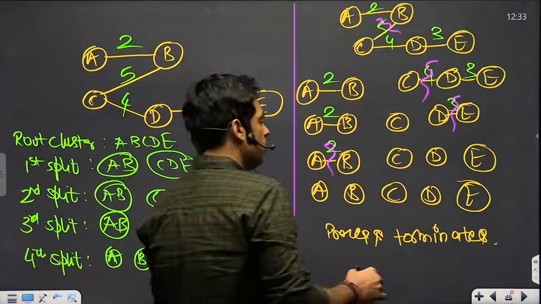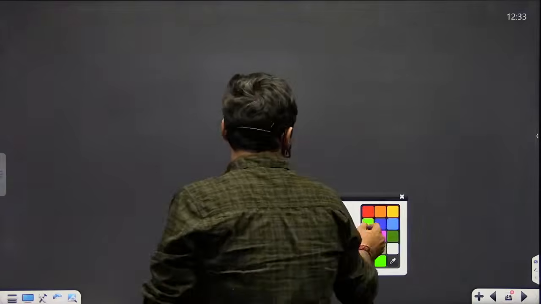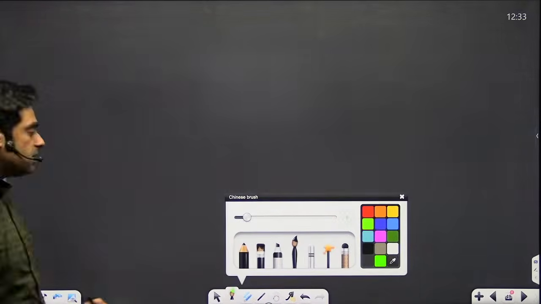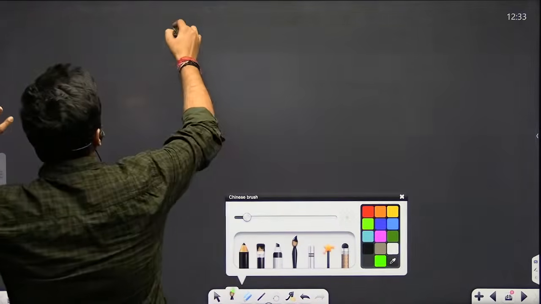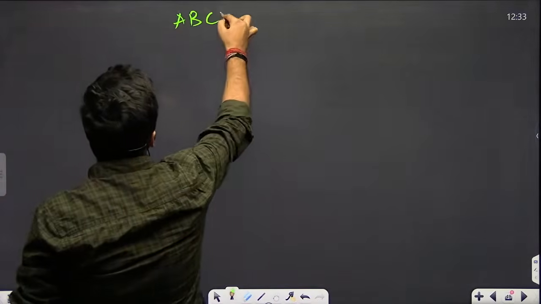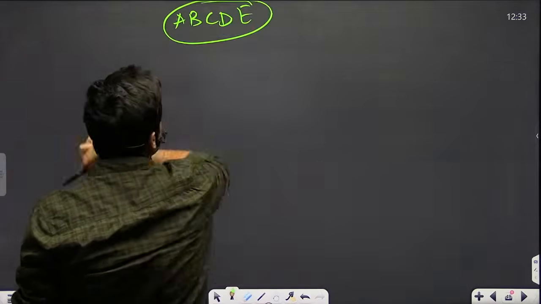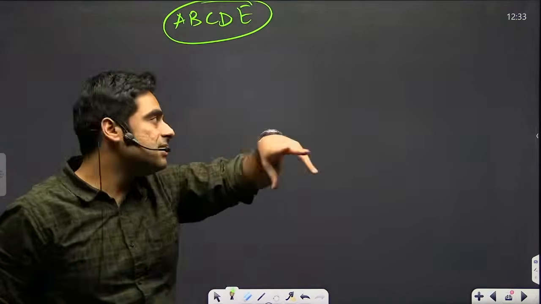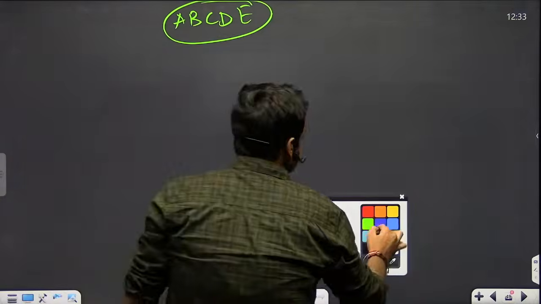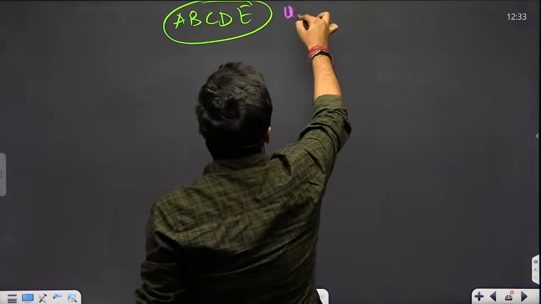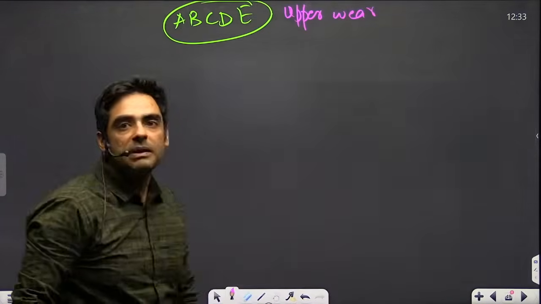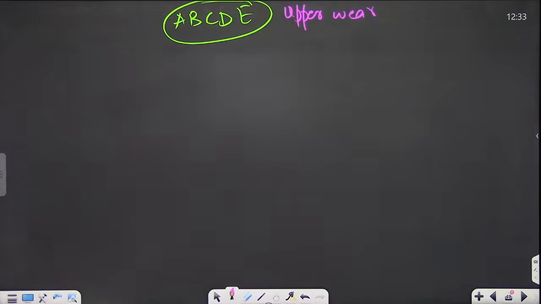Now if you want me to represent this using a graph or some visual representation, see, this is a top-to-bottom approach. In the root cluster I had all the elements joined. Just for our understanding, I would name the root cluster as upper wear.